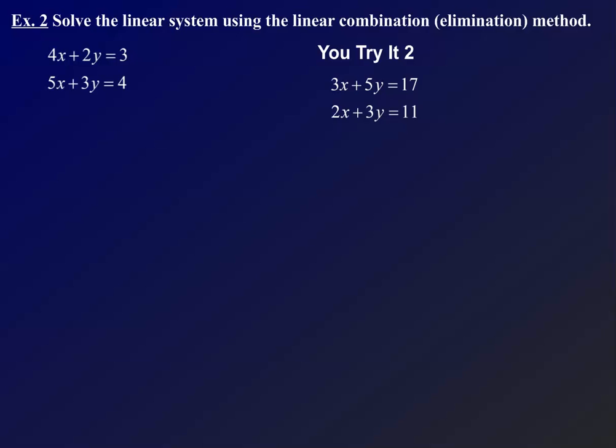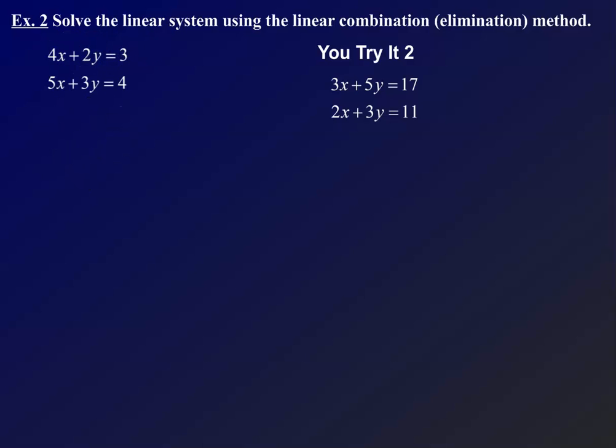Example 2. Solve the linear system using the linear combination or elimination method. So if we look at our first system of equations here, 4x plus 2y equals 3 and 5x plus 3y equals 4. Again, our goal is to be able to add and either the x or the y cancel out. And at the moment, 4 plus 5 is 9x and 2 plus 3 is 5y, and nothing cancels out. So this time we have to multiply.